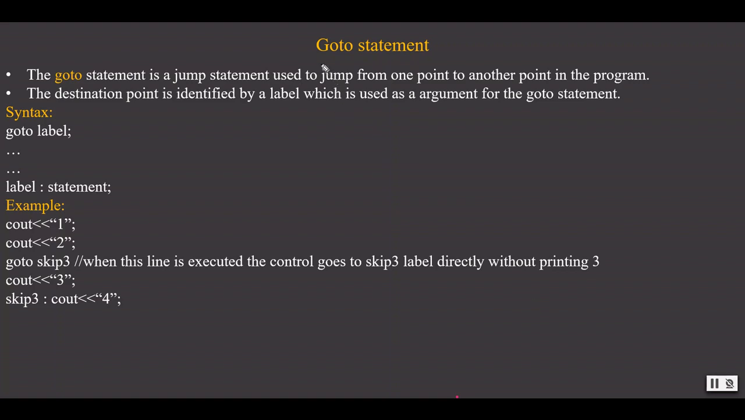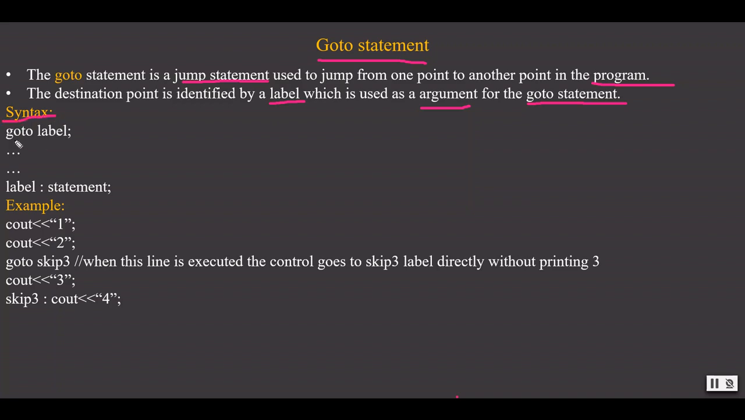In this video, let us understand about the working of the goto statement. The goto statement is a jump statement which is used to transfer the program control from one statement to the other statement within the program. And to which statement it has to jump is identified by a label which is passed as an argument to the goto statement. Let's look into syntax.